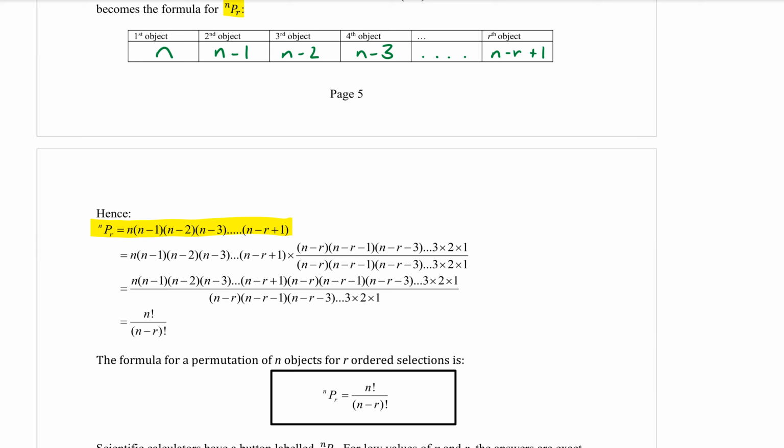The whole top is just n factorial, it's n with everything underneath multiplied together. And then on the bottom, my first part of my factorial is n minus r, and then everything underneath will be multiplied together. And that there is the formula for a permutation.